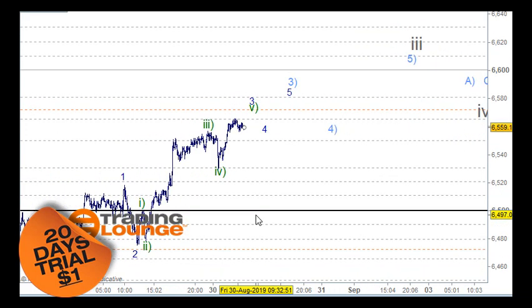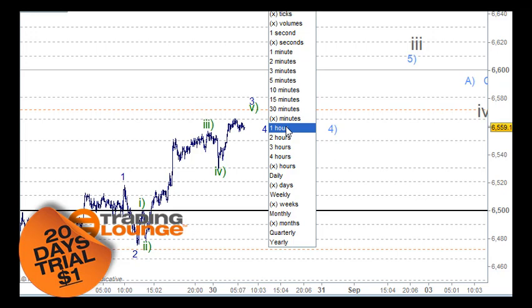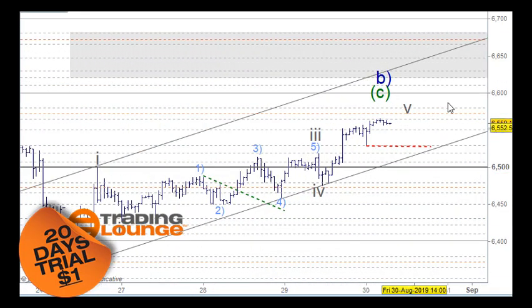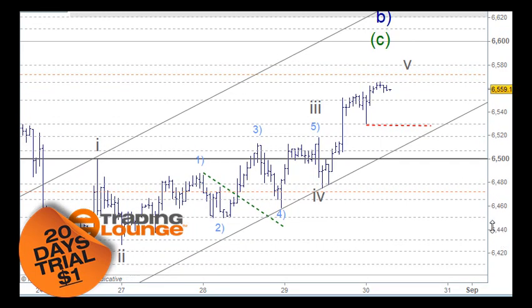Currently we have the stop. I've moved the stop up here, just below this previous little wave 4 here.